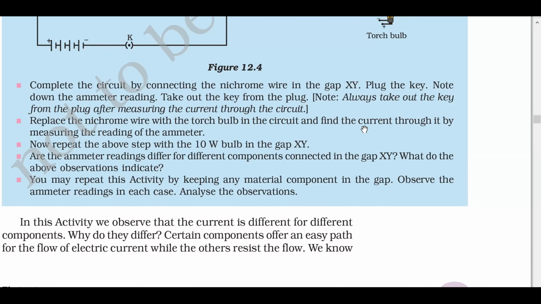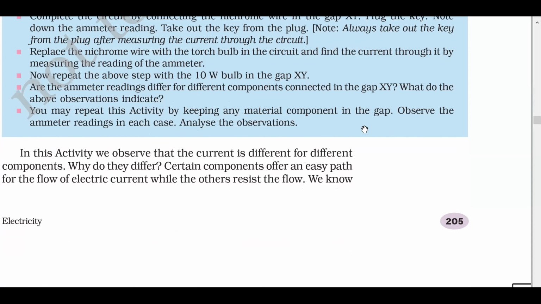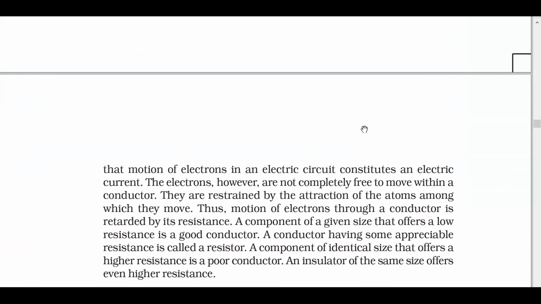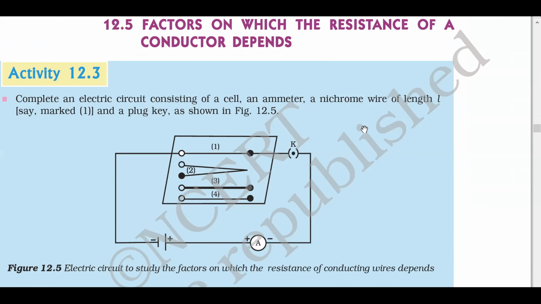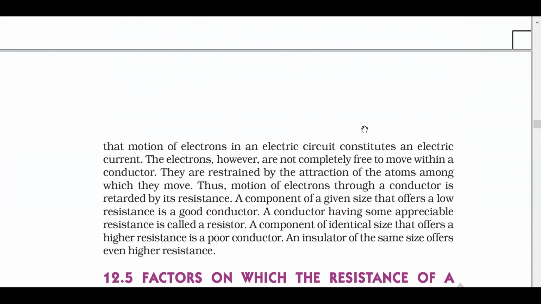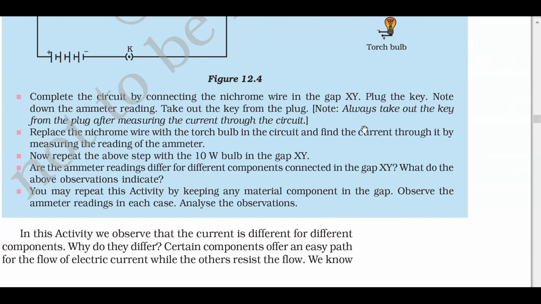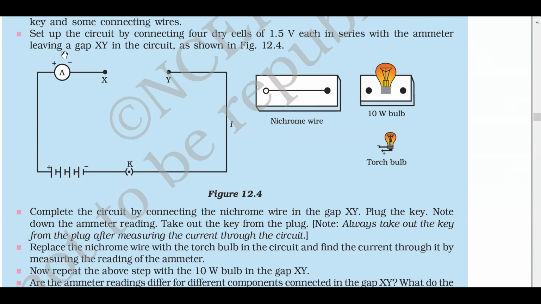Now we'll be seeing activity 12.3. Okay, one more question. If a component has high resistance, then will the ammeter reading be more, or if a component has low resistance, then will the ammeter reading be more?